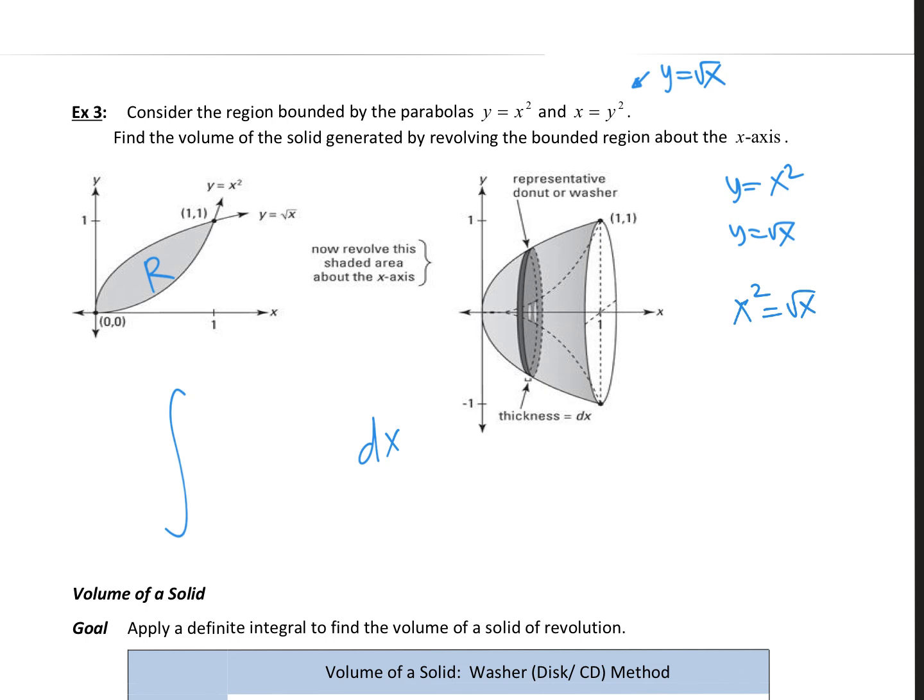And then we can square both sides. So x to the 4th minus x equals 0. That means x cubed minus 1 equals 0. So x equals 0 and x equals 1. Because when x is 1, 1 cubed minus 1 is 0. So I'm going to go from 0 to 1. They meet at 0 and they meet at 1. So all the x values, since I'm doing dx, this is the smallest x value and this is the largest x value.